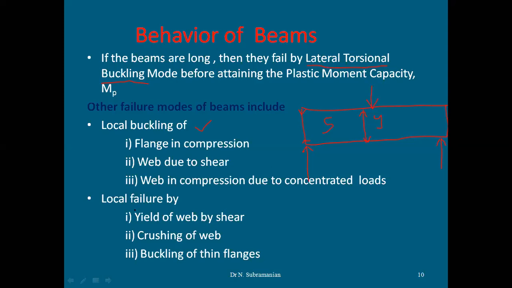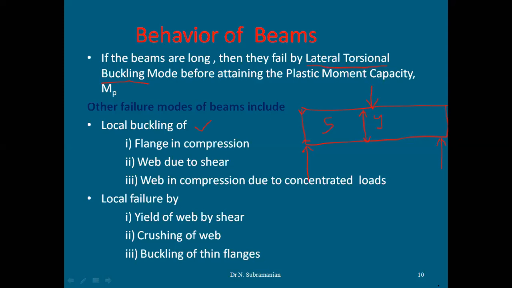So next, local failure. This is the buckling failure, this is the local failure. How are long beams supposed to fail under local failure? Yield of web by shear. So the web will undergo yielding, yielding means elongation takes place, and the web will undergo crushing. The web will undergo crippling and buckling of thin flanges. So the flanges also buckle.